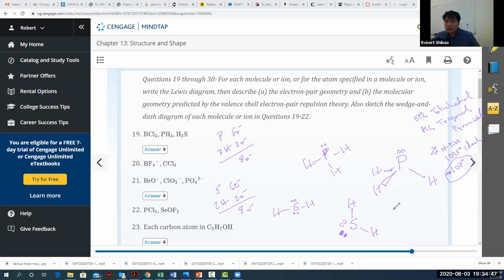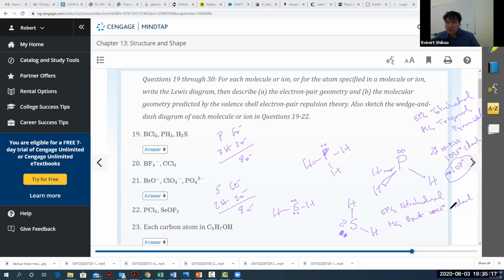And so here, the EPG: we have 4 groups, 2 lone pairs and 2 single bonds, so it's tetrahedral. 4 groups is tetrahedral. Now, all the formal charges are 0, which is good, and the octet rule is satisfied. The MG is going to be bent, ideally at 109.5, but it's going to be distorted.